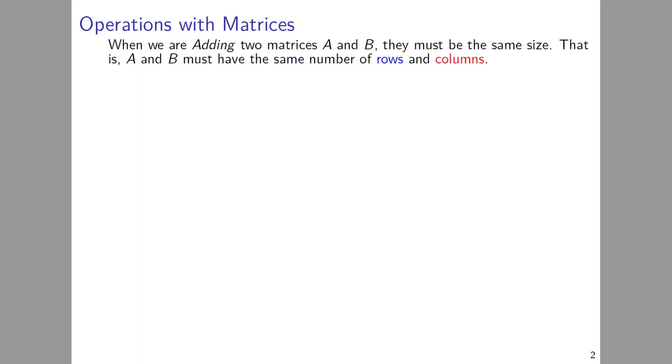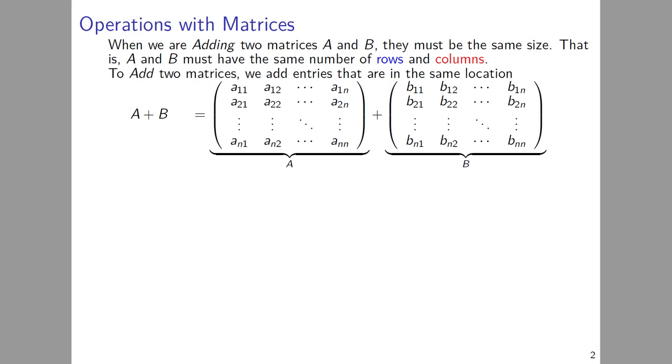The first operation that we will look at with matrices is addition. When we are adding two matrices A and B, they must be the same size. That is, A and B must have the same number of rows and columns. If we meet this condition, then to add two matrices, we add entries that are in the same location. That is, if we add two matrices A plus B, then the resulting matrix we can find entry by entry.